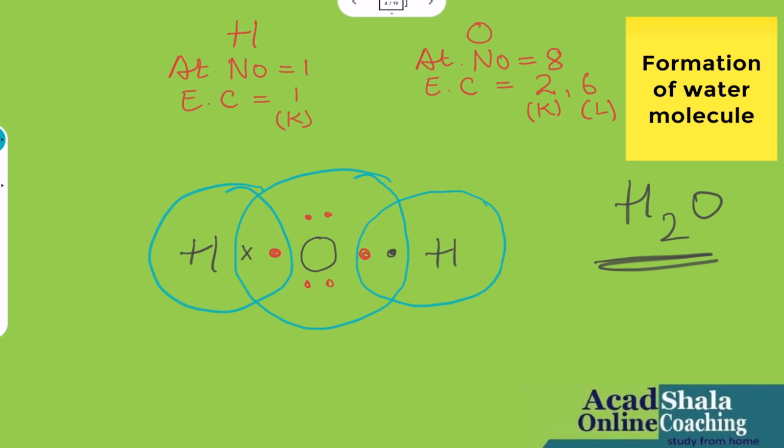So what will I do? I will write H, I will show single bond O, single bond H. This is the way we do it, bond formation. Yes, children? And we can also show these electrons over here outside. Right, children? So this is done. Formation of water molecule.